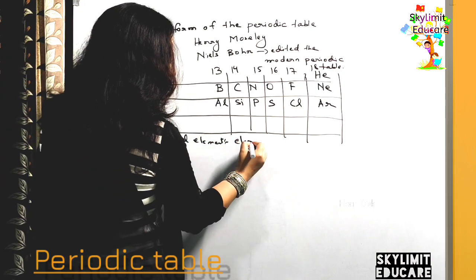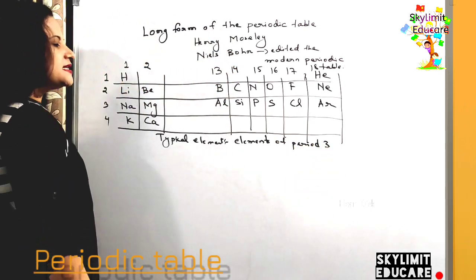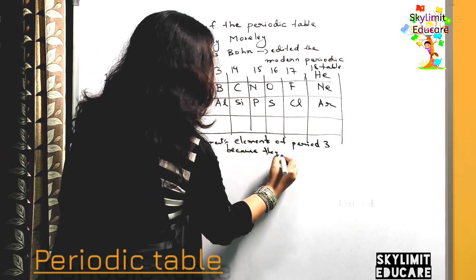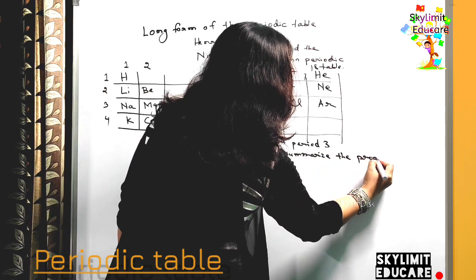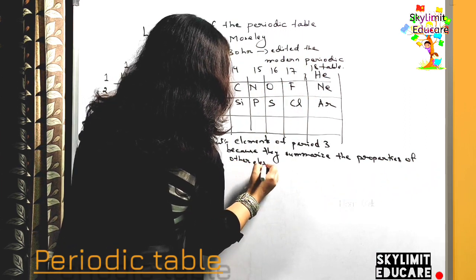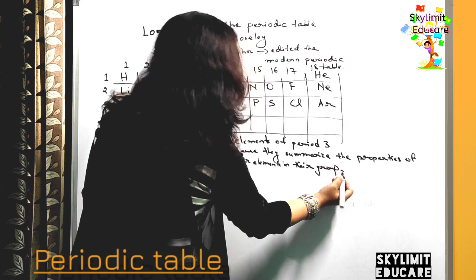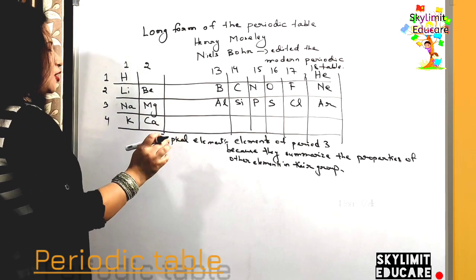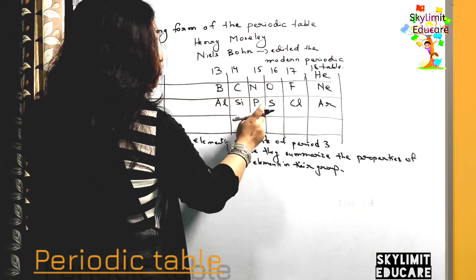Remember, elements of period 3 are called typical elements because they summarize the properties of other elements in their group, right? So let us come to period 3. Now period 3 is this one, starting from sodium and ending in argon, yes or no? But then you have to take from sodium up to chlorine only. Okay, that means sodium, magnesium, aluminium, silicon, phosphorus, sulfur, chlorine.